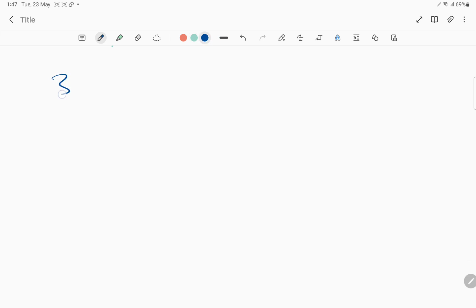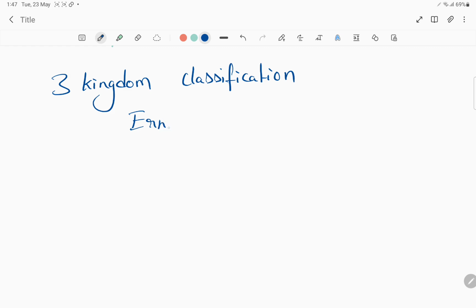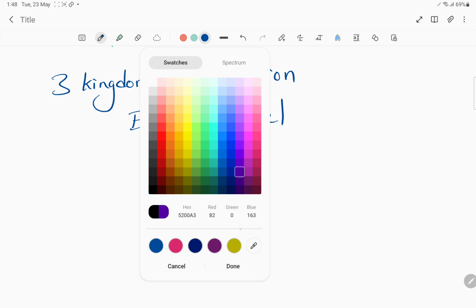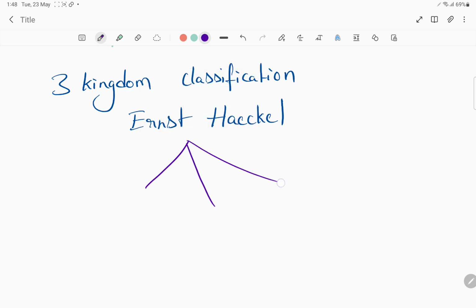Next, the three kingdom system of classification is given by Ernst Haeckel. He divided into three types: Plantae, Animalia and Protista.